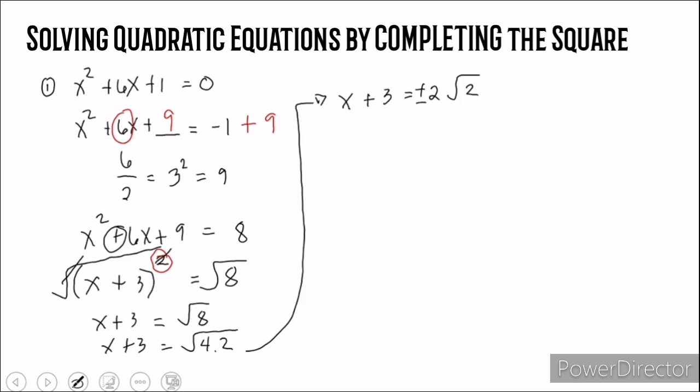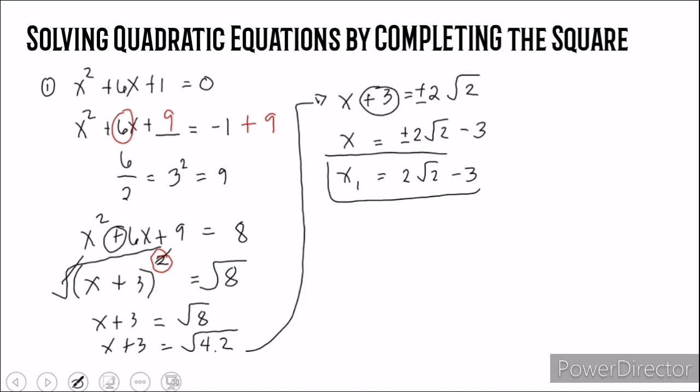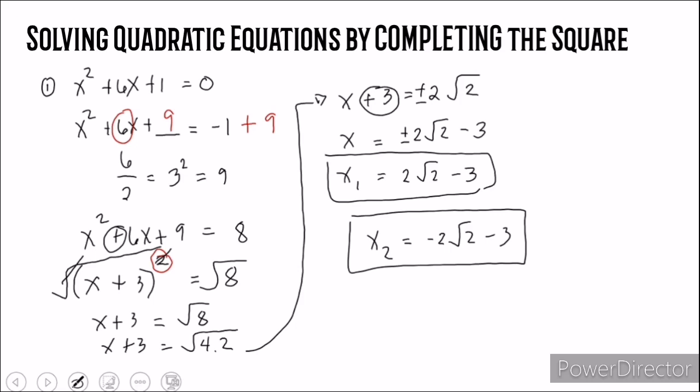Ayan. Okay. Then afterwards, i-isolate lang natin ulit si 3. So, we have x equals positive or negative 2 square root of 2. Since positive yung 3 dito, magiging minus 3 na lang siya. Okay. So, that means yung dalawang solution ng equation natin ay x sub 1 is equal to positive 2 square root of 2 minus 3. And then, yung x sub 2 natin is equal to negative 2 square root of 2 minus 3. Okay. Let us have another example.